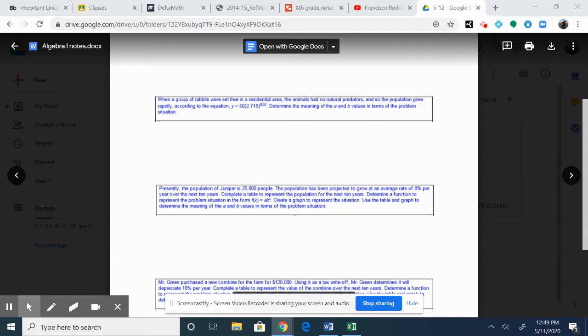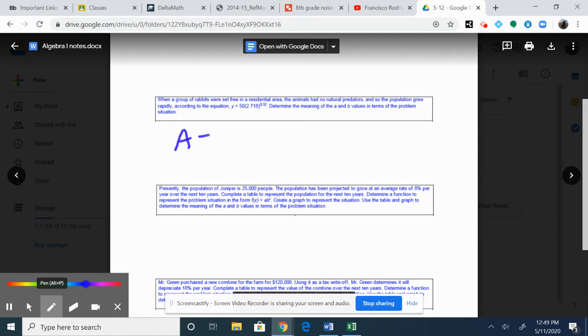All right, so let's look at the second problem where it says a group of rabbits was set free in a residential area. Now, since the animals had no natural predators, the population grew rapidly according to the equation y equals 50 times 2.718 to the power of 0.5t. Determine the meaning of A and B in terms of the problem.